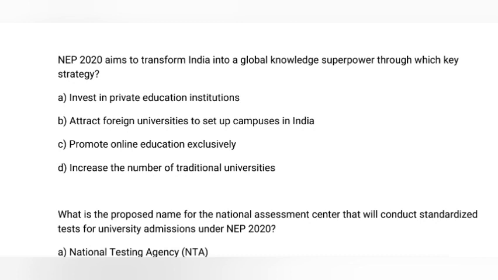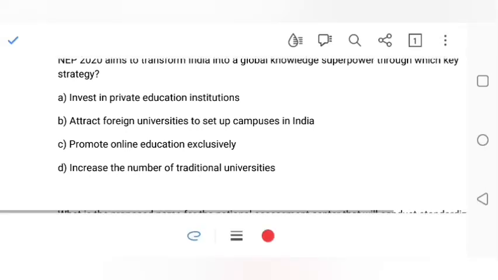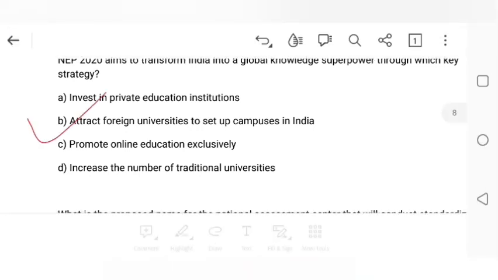Next, NEP 2020 aims to transform India into a global knowledge superpower through which key strategy? So these are the options. The correct option will be attract foreign universities to set up campuses in India.